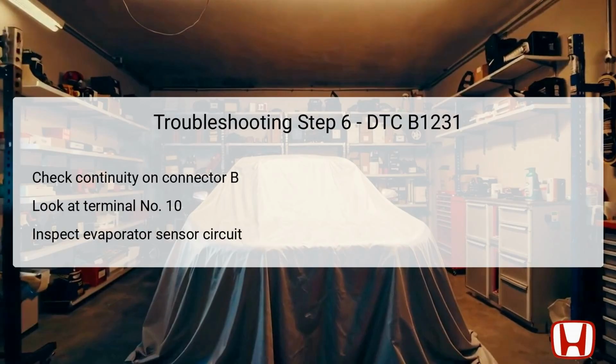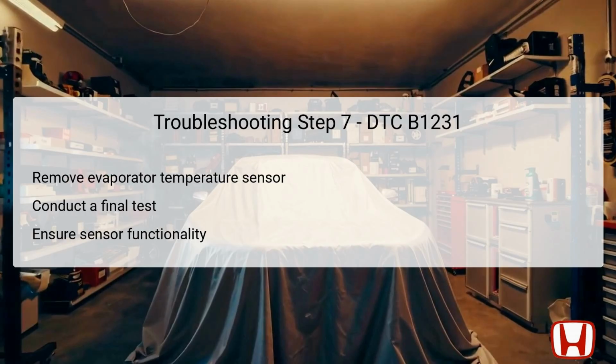evaporator temperature sensor. The use of a multimeter is again recommended, as it will provide precise readings. A lack of continuity in this test would similarly suggest an open circuit, necessitating repairs in the wiring to restore full functionality of the climate control system.